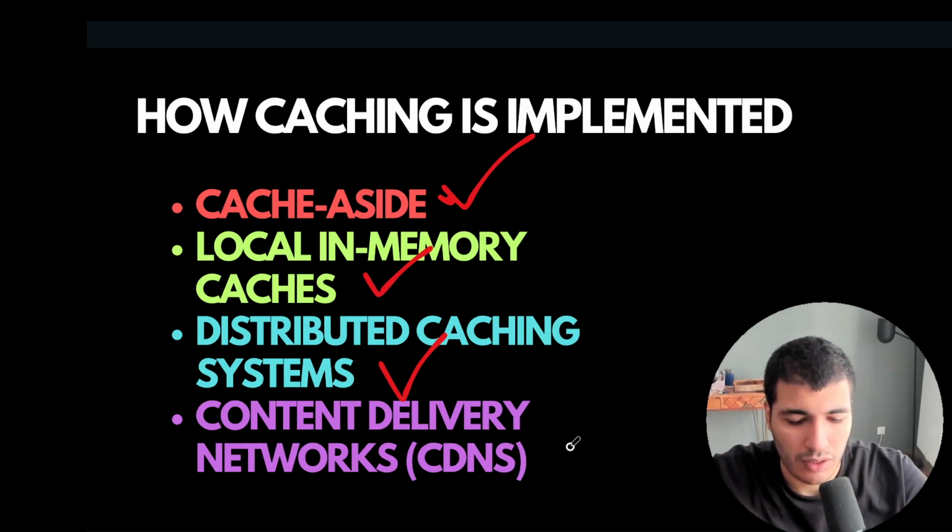Lastly, we have content delivery networks. For web applications, CDNs are crucial for caching static content like images, videos, CSS, and JavaScript. These CDNs have what are often called edge servers, strategically located geographically closer to users around the world. When a user requests the content, it's served from the nearest CDN edge server, significantly reducing load on your origin servers and database and improving loading times for users.